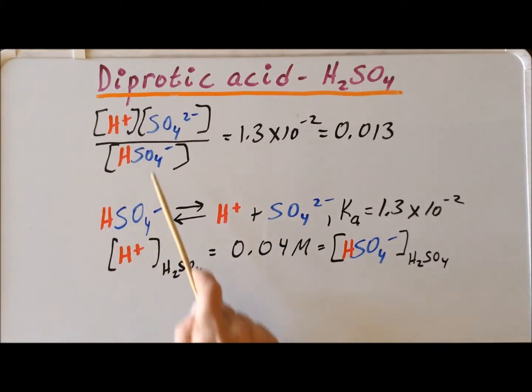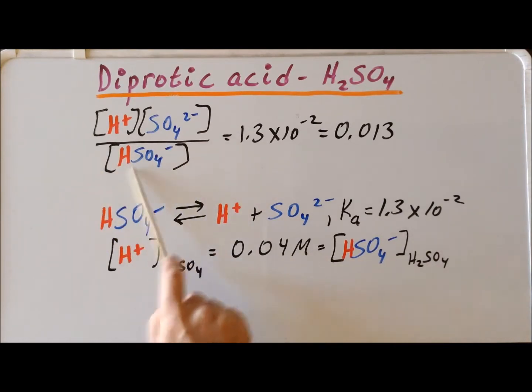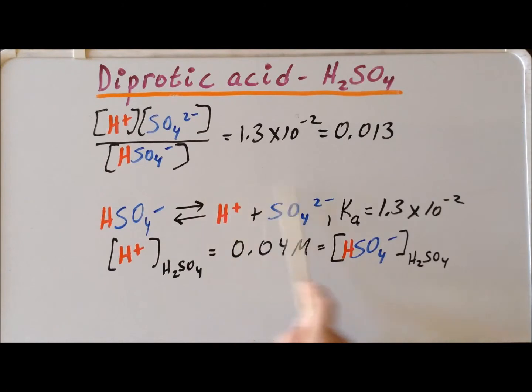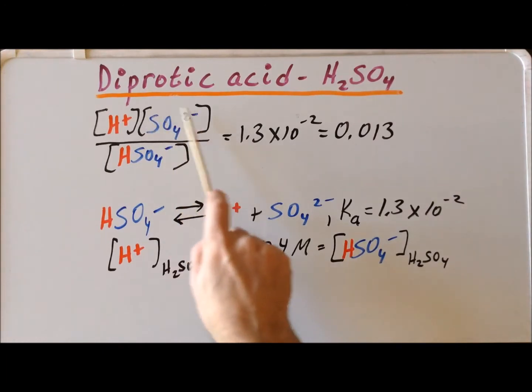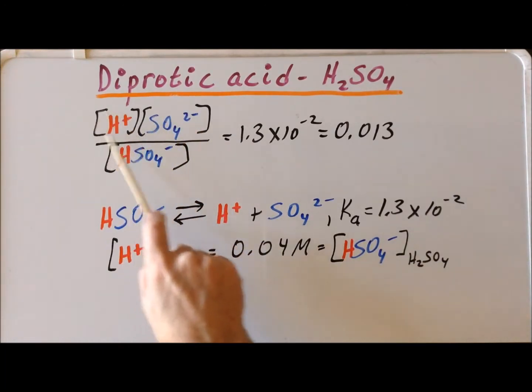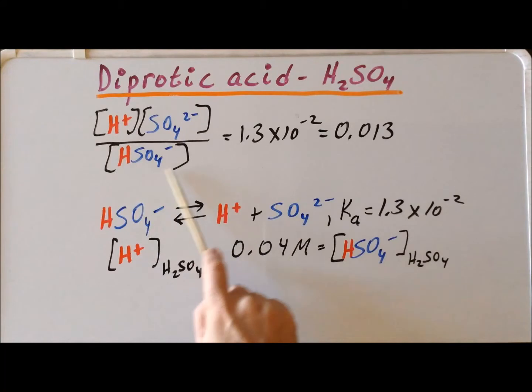We also have two sources of bisulfate. So bisulfate is formed in the first step. It's formed from the dissociation of sulfuric acid. But we also lose some bisulfate when it dissociates further to make H plus and sulfate ion. So this particular expression is simple in the sense that there's only one source. Here we have two contributions, and here we have also two contributions.